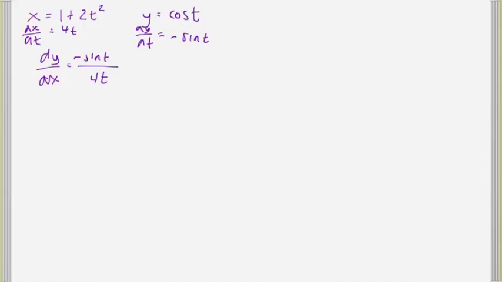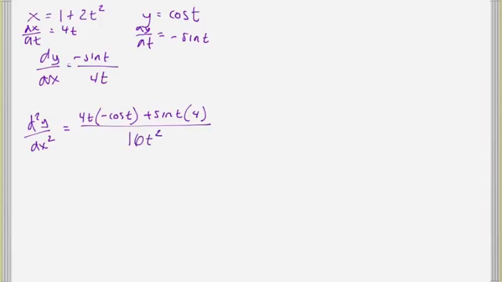If you need a second derivative, I'm taking a derivative, not integrating. If I need a second derivative, I want to take the derivative of my derivative, that's what a second derivative is, and here we need a quotient rule. So low d high minus high d low over low low.